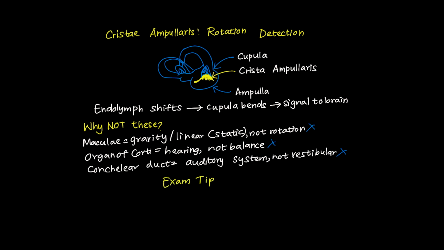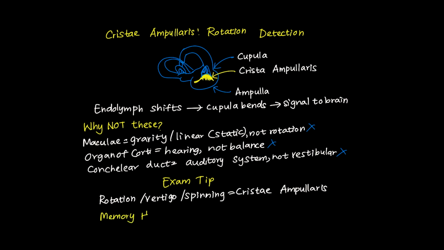Here's a WGU D312 OA exam tip for you. Rotational head movement plus semicircular canals equals cristae ampullaris. If the question mentions vertigo during turning or spinning, think cristae. Quick hook. Cristae and canals detect circular motion.